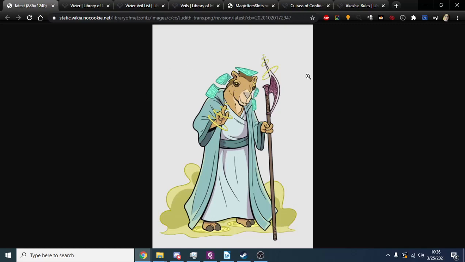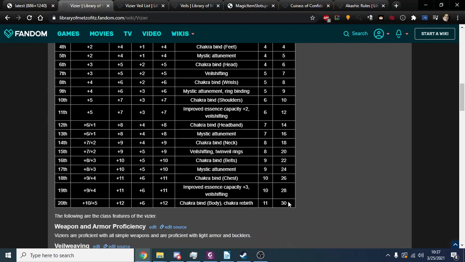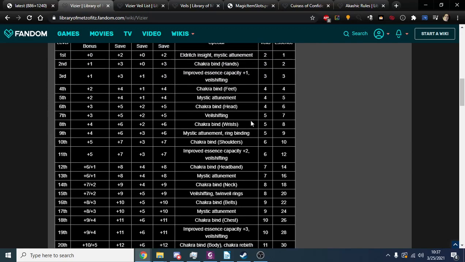So, the first thing we should look at is figuring out how to start as an Akashic character. While there are some races that have innate Akashic abilities, the first place you're generally going to start is with a class. So we're going to use right here the Vizier as our example. Now, the Vizier is essentially the Wizard of Akasha. It's got the most magical abilities, it's got a high pool of essence, and a lot of veil shaped, as well as some interesting magical class features that deal with its veil weaving.